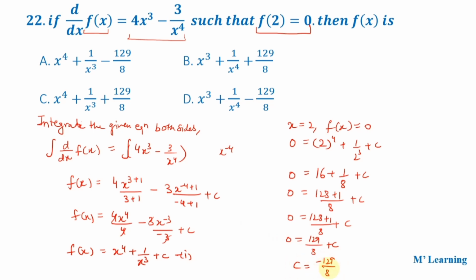We'll just put this c value here again. So basically our fx will be x to the power 4 plus 1 by x cube minus 129 by 8, which is our option A is the answer.